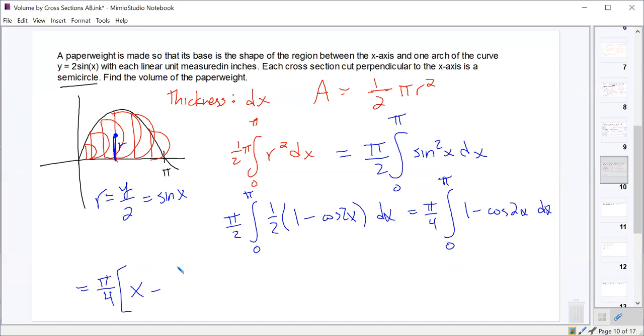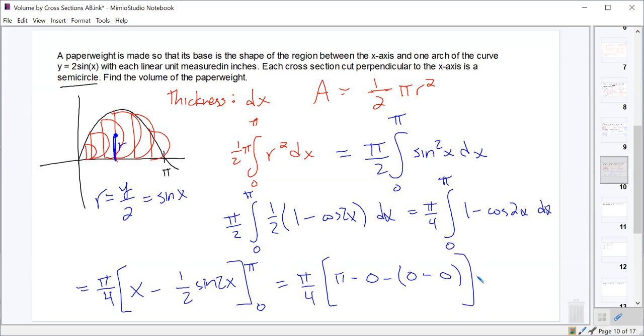Yeah, negative sine 2x over 2, or negative 1/2 sine 2x from 0 to pi, which gives us pi over 4 times pi minus 1/2 of the sine of 2 pi. Well, the sine of 2 pi is 0, minus 1/2 of the sine of 0, which is also 0, which gives us pi squared over 4 units cubed. Good or no?